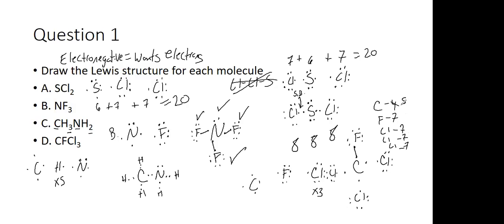Make a bond there, carbon's at 5, fluorine's at 8. Make a single bond there, carbon's at 6, chlorine's at 8. Make a single bond there, chlorine's at 8, carbon's at 7. Make a single bond here, carbon's at 8, chlorine's at 8, and we're all good. So here, carbon's in the center, bound to 4 halogens, and that is our structure for CFCl3.